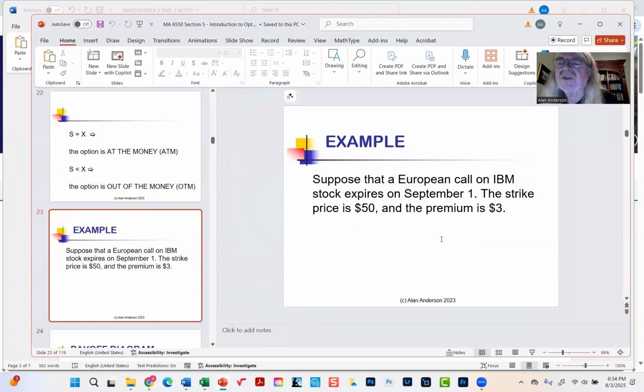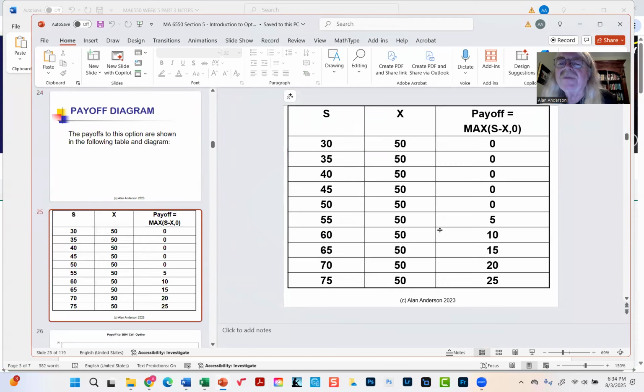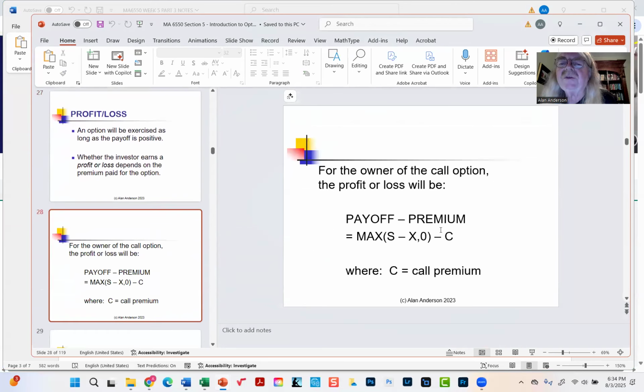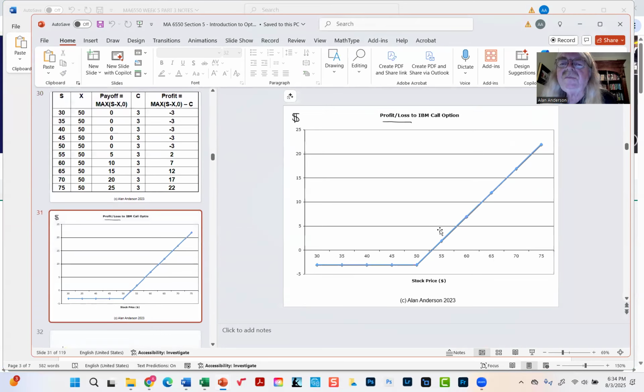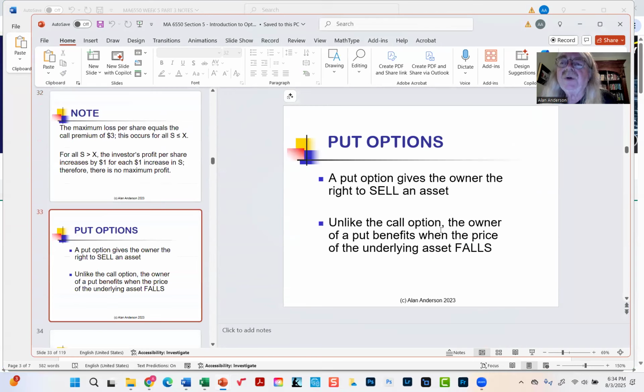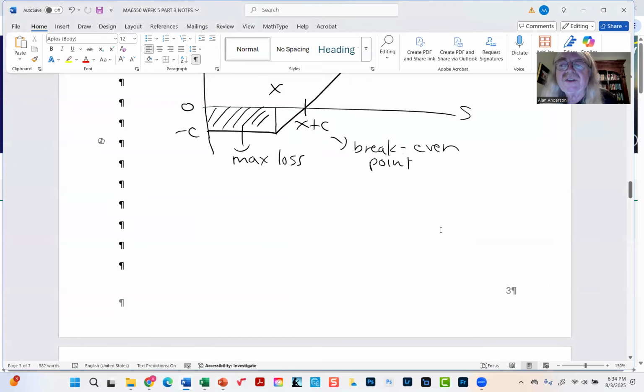Now, there's some examples in here involving IBM stuff, but they're pretty much exactly the same as what we've been doing. So we'll skip ahead a little bit here. And consider the put option. Remember, this is the one that gives you the right to sell. It's equivalent to the short forward contract, except there you do have to follow through, whereas with the put, you can walk away from the whole thing.